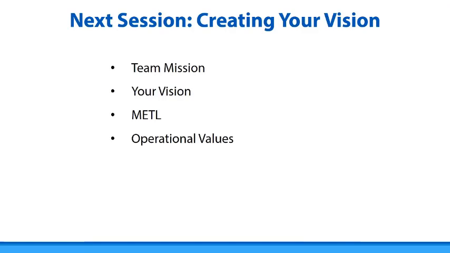In our next session, I mentioned this earlier, you have to have a vision. If you don't have a vision, how will anybody know how to reach it? It's how to create a team mission, your vision, METAL, a mission essential task list, and operational values. This is a really good exercise, and every team should go through it. And then you post them so that everybody knows exactly what it is, and everybody knows where they're going. So that is what the next session will be about.